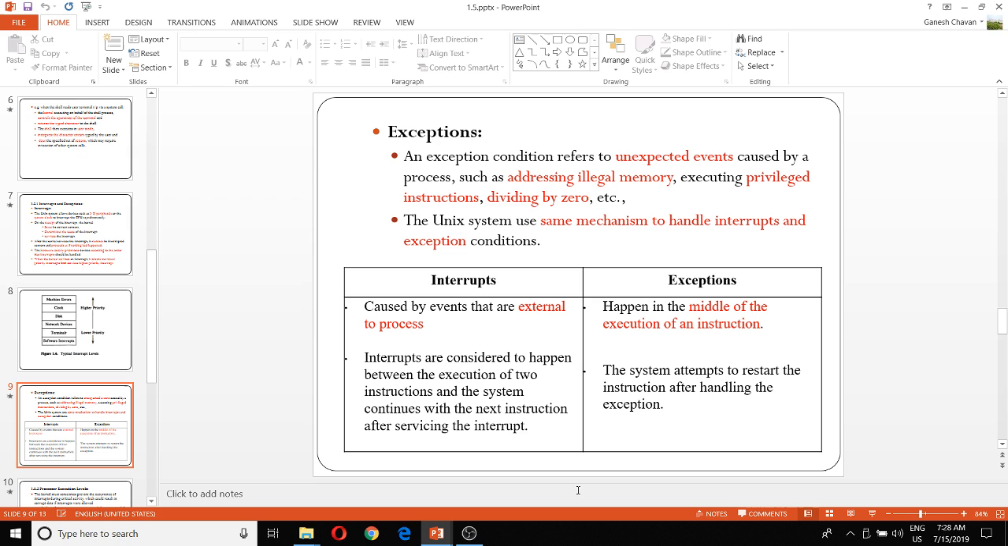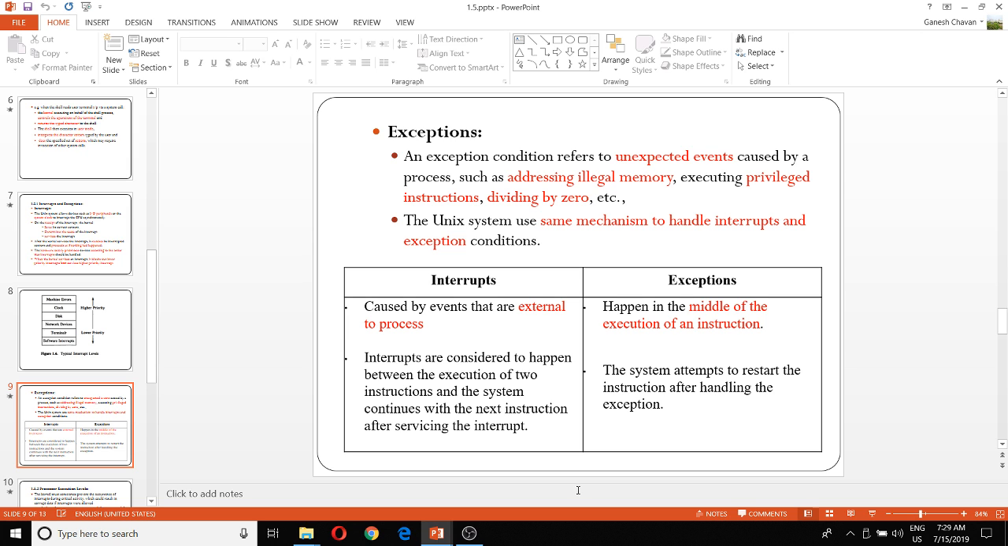Exceptions. Likewise, we have exceptions as well as interrupts. An exception condition refers to unexpected events caused by a process, such as addressing illegal memory, executing a privileged instruction, dividing by zero, etc. The Unix system uses the same mechanism to handle interrupts and exception conditions. Interrupts and exceptions can be compared as follows.